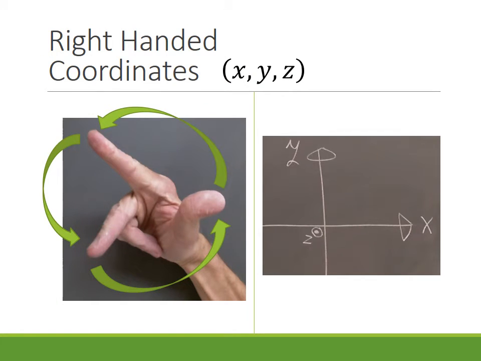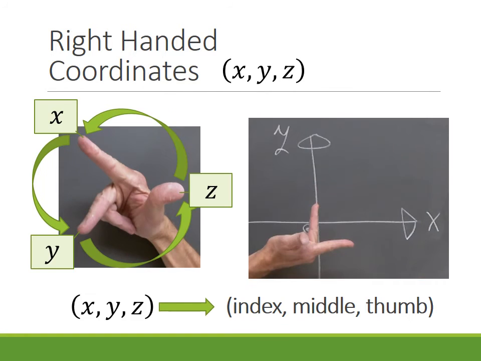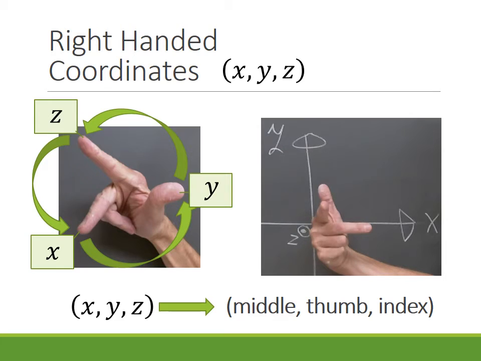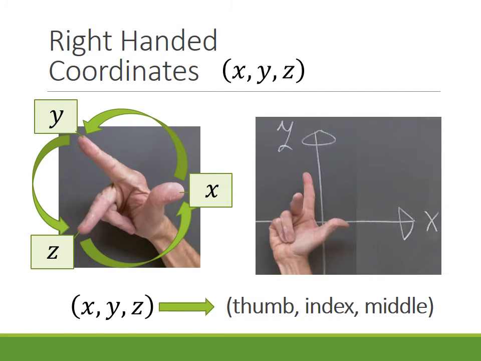Now, this also relates to right-handed coordinates, where X, Y, Z would follow the right-hand rule. So we could start with any finger in our right-hand rule as X, and again, as long as we go counterclockwise on our hand, the next finger would be Y, and then the next one would be Z. So here's an example where X, Y, Z is mapped to index, middle, thumb. And here, X, Y, Z mapped to middle, thumb, index, again going counterclockwise on our right hand. Finally, we have X, Y, Z mapped to thumb, index, middle.